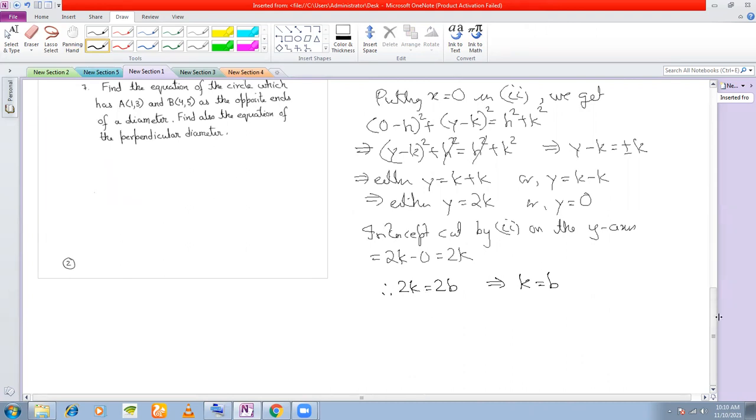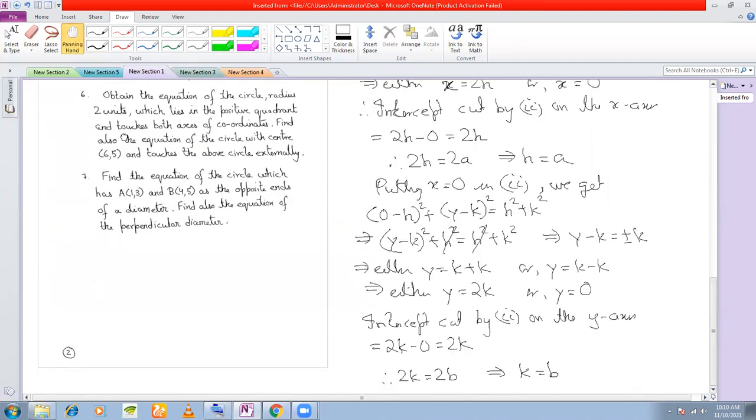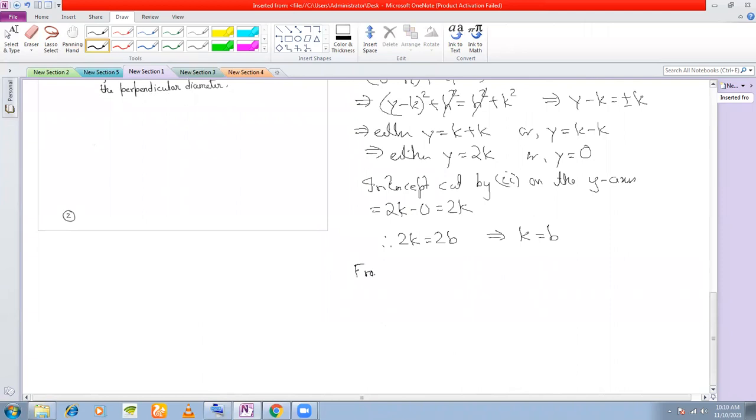So what should be the equation of the circle? Now, if you put the value of h we have got as a and k we have got as b, simply put the values of h and k in this equation. So from 2, required equation of the circle is x minus a whole square plus y minus b whole square is equal to h square plus k square, that is, a square plus b square. That's it. Okay, this is the required equation of the circle.